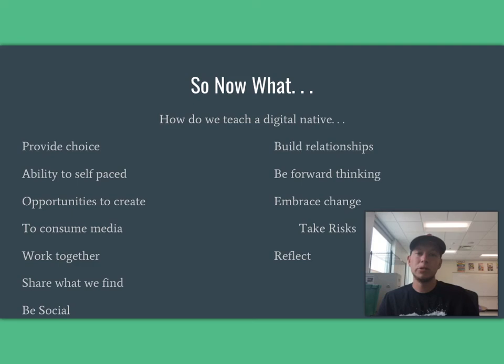We've already talked about the opportunity to create. Students have a lot of creativity. You just have to push them in the right way, but you also have to show them how to get started. Whether it's an app or a program or something, don't just assume that they automatically know how.